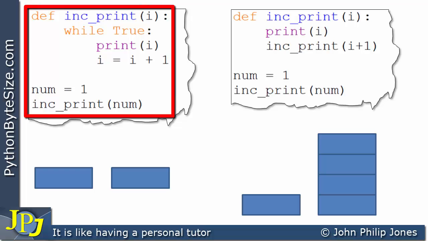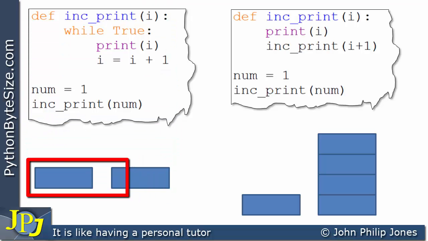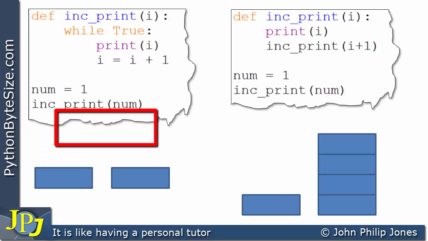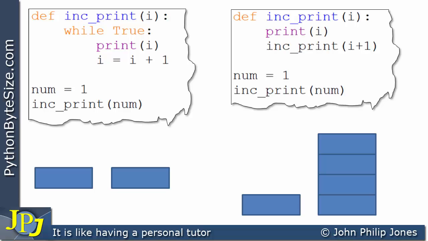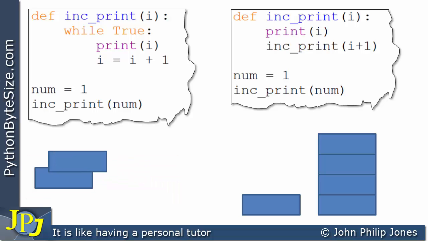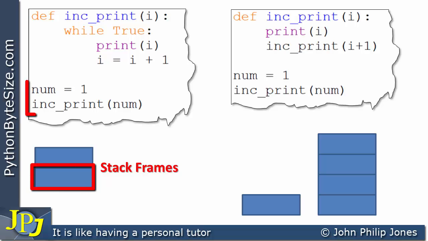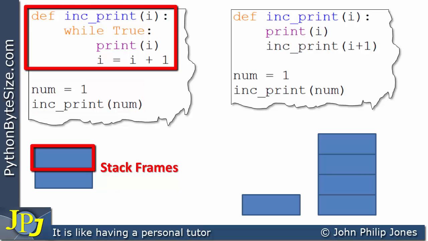For this computer program, you can see that 2 areas of memory have been set aside. This area is for this bit of the program, and this area is for this bit here. Now, it's not usual to show memory set aside side by side, as you can see here. It's usual for them to be stacked on top of each other, and for that reason they're referred to as stack frames. So this is the stack frame for this bit of the program, and this is the stack frame for this bit of the program here.